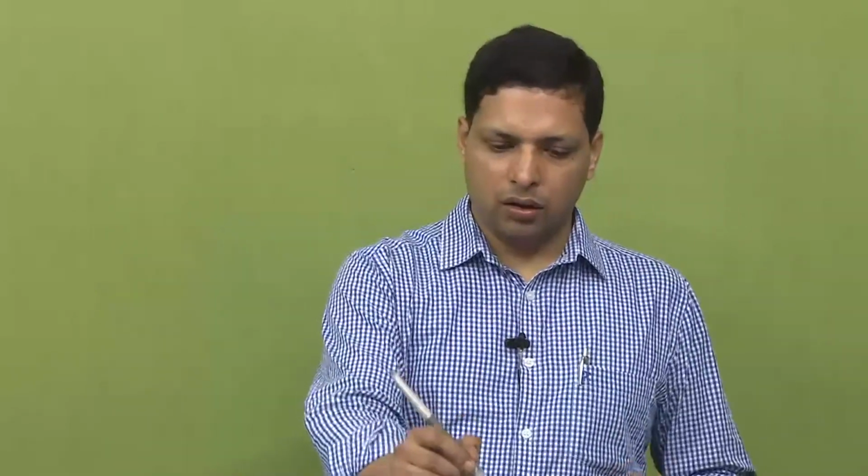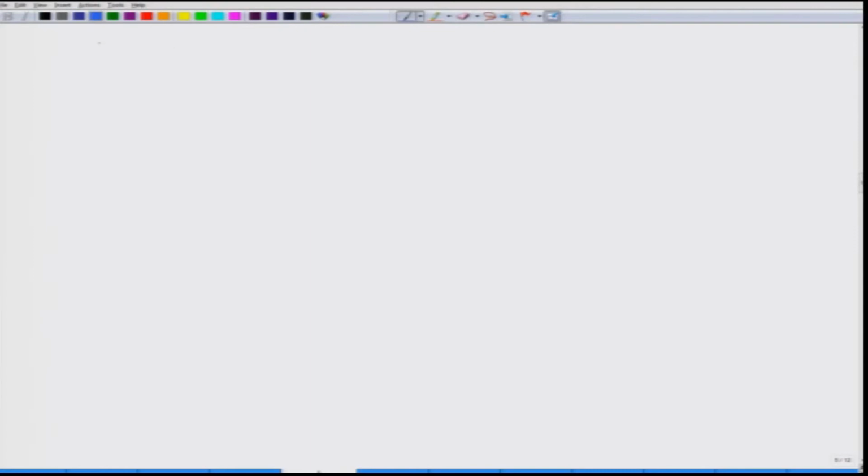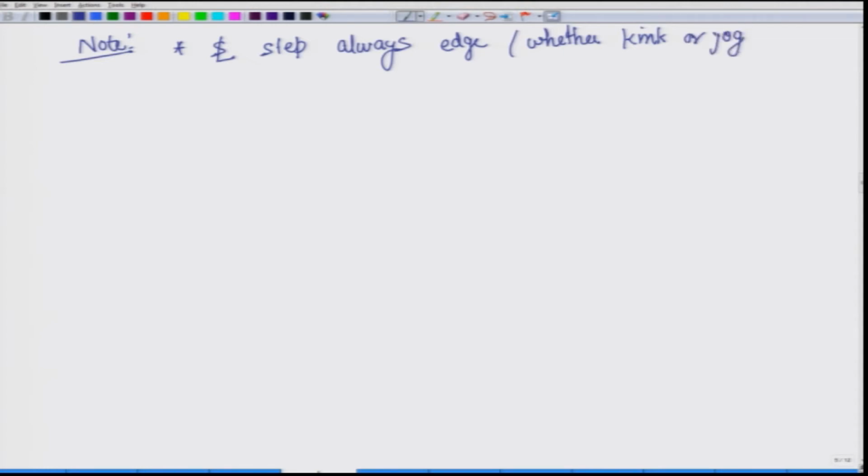So, from this summary we can again note down some important takeaway messages. Screw dislocation step: always edge, right. We saw that whether we get a kink or a jog, this part we saw I think 2 lectures back, it will always be edge dislocation.